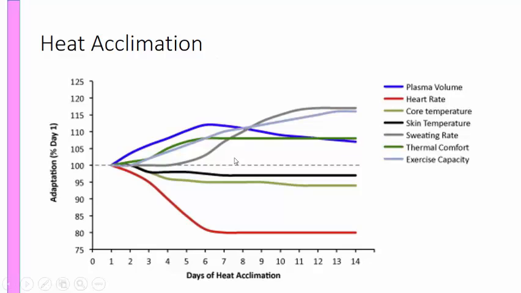And our sweating rate, in this gray color: we start sweating a lot more. When you become heat acclimated, you sweat sooner and you sweat more, and that's going to improve your heat loss process. And then finally, we have your exercise capacity in this light blue line. So your exercise capacity is going to increase in the heat as you become more heat acclimated. So you are better at performing in the heat after you've become heat acclimated. This doesn't mean that you're better at performing in a neutral temperature environment, but you are better at exercising in the heat.